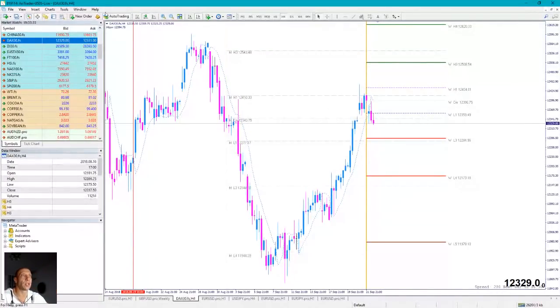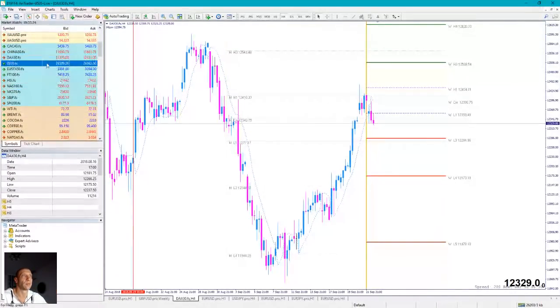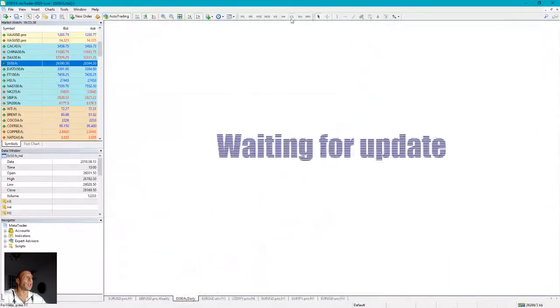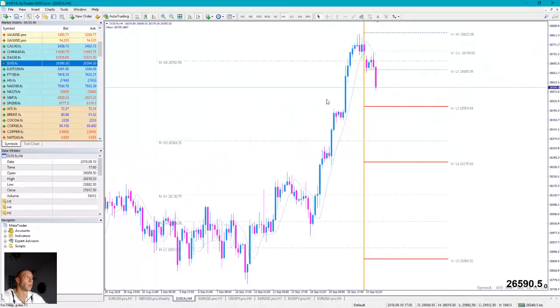And Dow Jones, again, correction. You can see it here. And it's trying to reach 2650. It's actually weekly L3, so pay attention to this level here.